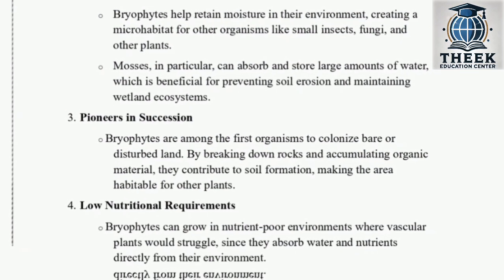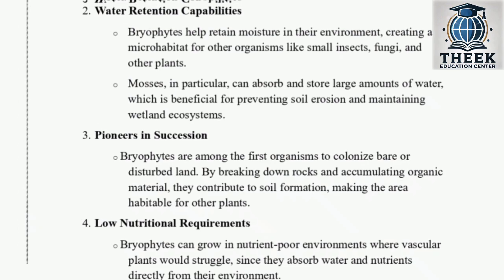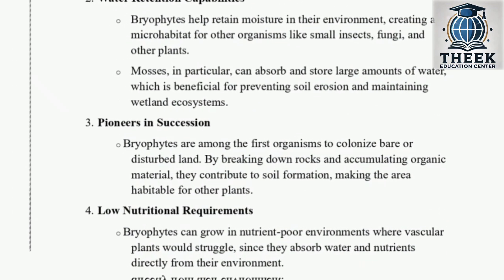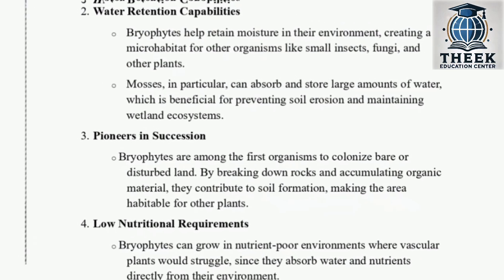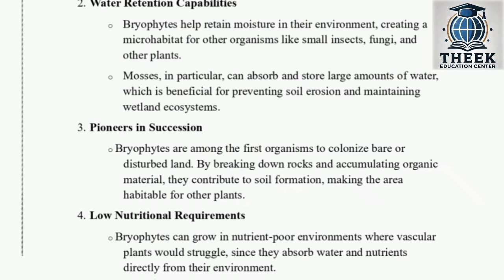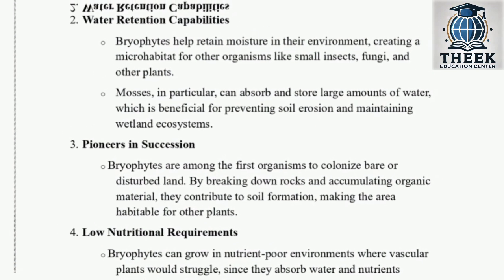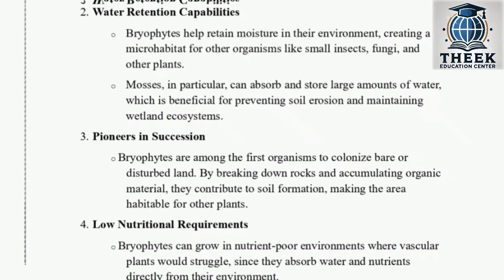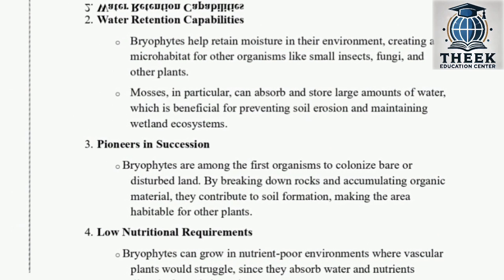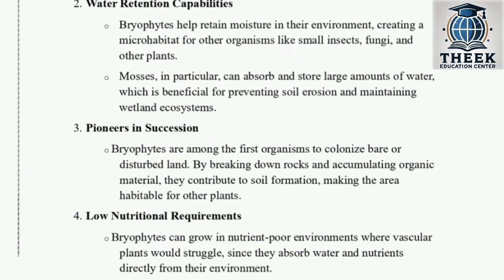Mosses, in particular, can absorb and store large amounts of water, which is beneficial for preventing soil erosion and maintaining wetland ecosystems. That's why when you go to areas inhabited by bryophytes, even if there has been a period of drought, you realize that the area is still moist due to their capability to hold more water.